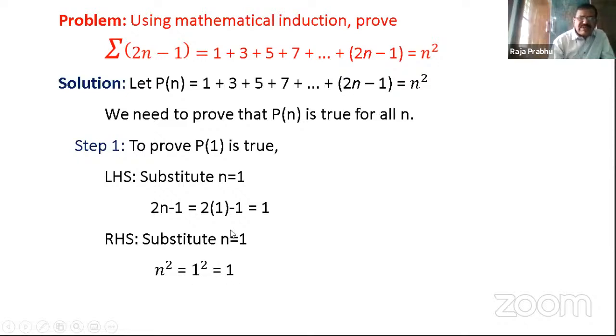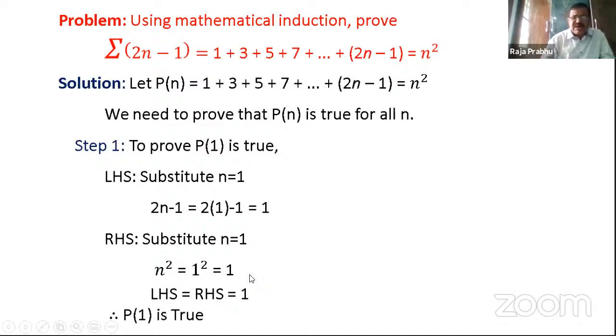Now it is very clear that LHS is 1 and RHS is also 1 by substituting 1 in the place of n. That means here we got that LHS is equal to RHS, that is 1. Therefore, P of 1 is verified. Therefore, P of 1 is true. So, children, I hope you are following me. Okay, this is the first step. And let's go for the second step. What I told you regarding the second step is nothing but consideration or assumption.